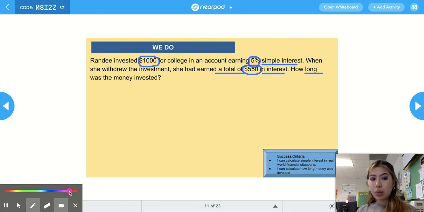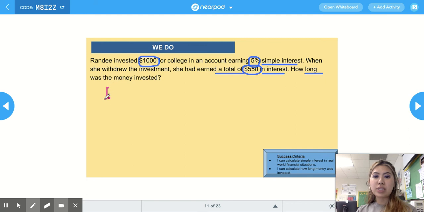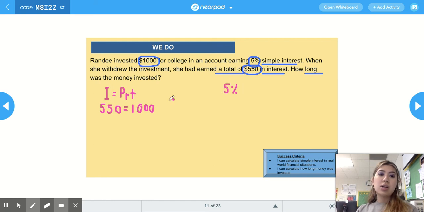So we're going to start off the same way that we started off our other problem. We're going to write our equation, which is I, interest, is equal to P times R times T. Now we're going to substitute the different numbers that are relevant to this equation. So I, being the interest earned, is going to be $550. P being the principal, which is another way to say the initial value, is 1,000.